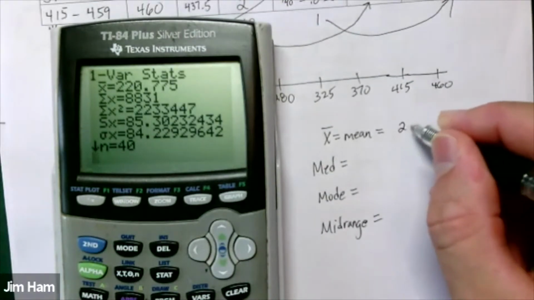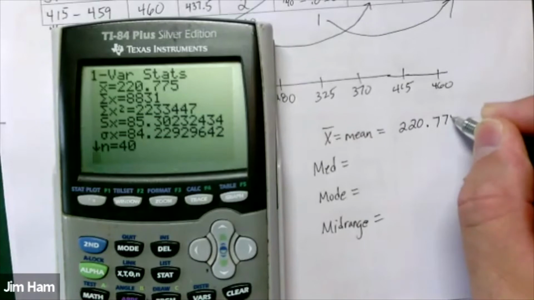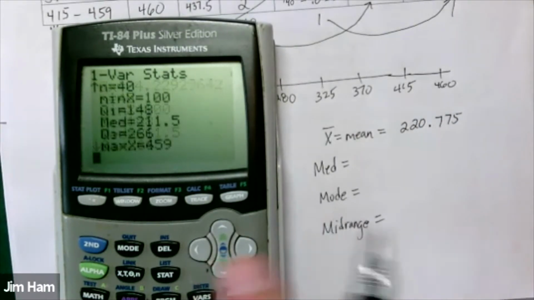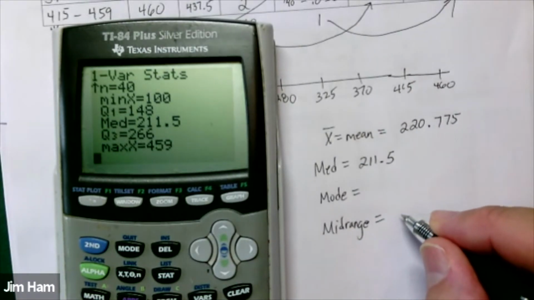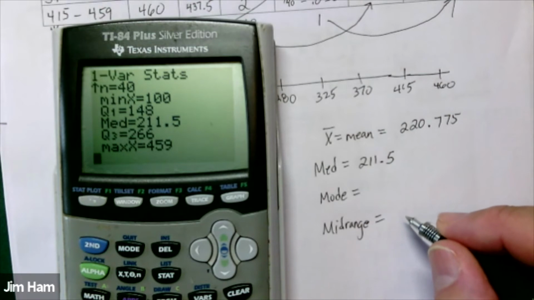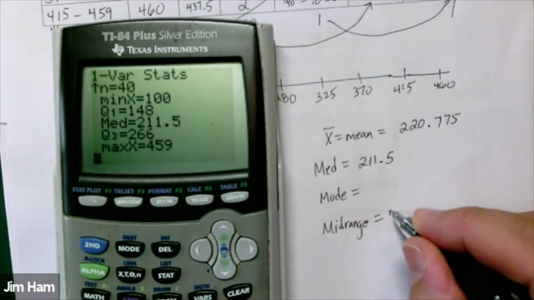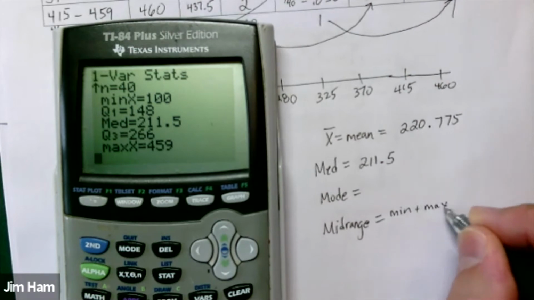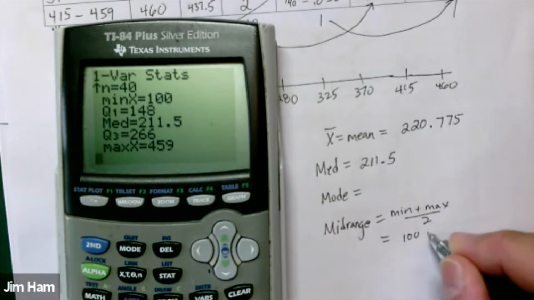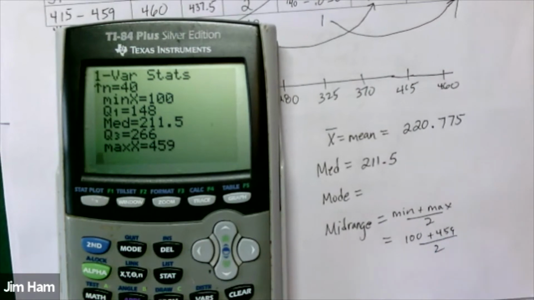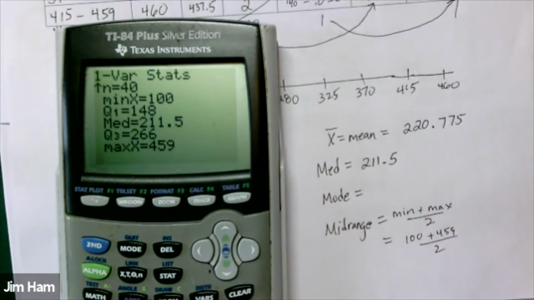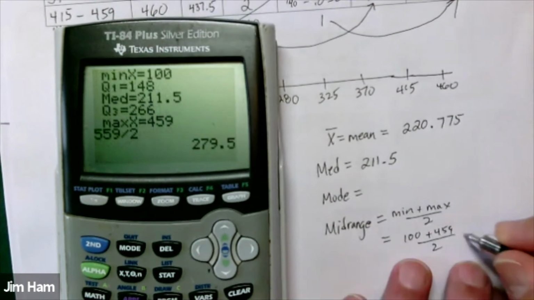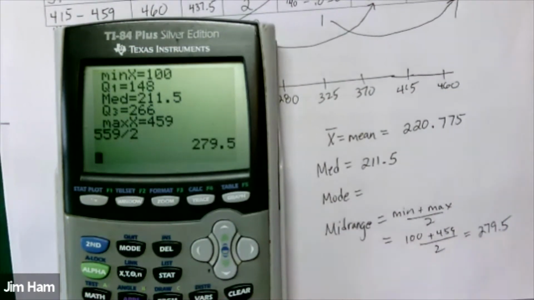So you get the mean is 220.775. Scroll down to get the median, 211.5. The mid-range, okay, now the calculator doesn't give us this, but it's very easy to do if you know the formula. You take the minimum data value and add to the maximum data value and then divide by 2. We know the min, we know the max, divide by 2. In fact, the calculator gives you the min and the max. Doesn't even ask you to go and look for them. So what's that, 559 divided by 2, 279.5.